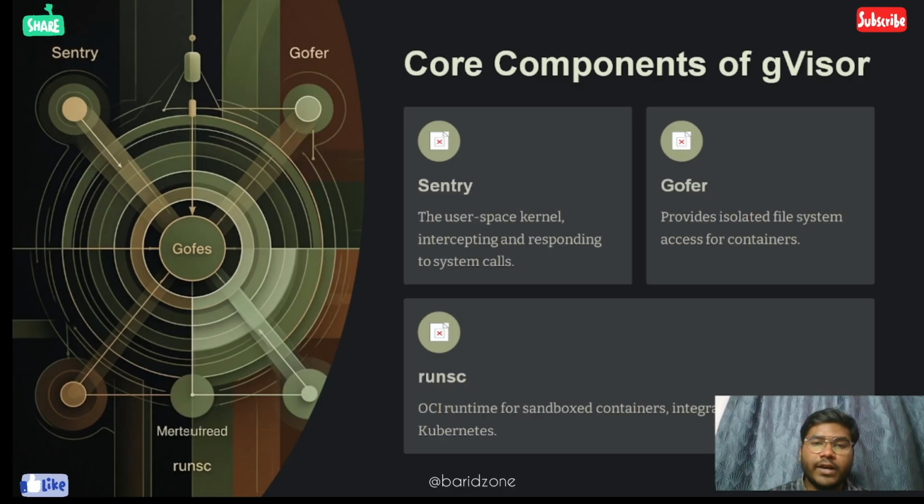In this slide, we are looking at the core components of gVisor. There are mainly three core components: Sentry, Gofer, and runsc. Sentry implements Linux system calls, process management, memory management, and networking. Gofer provides isolated file system access for containers and controls file access between the container and host. runsc is the OCI runtime that allows gVisor to integrate with Docker and Kubernetes. These components together form a secure container runtime environment.